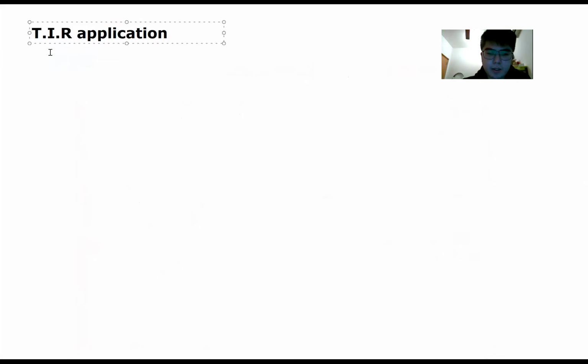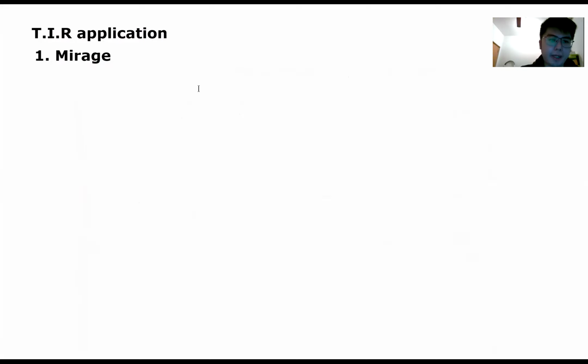The first one is mirage. Now we are not going to really go deep on the mirage. Later you can Google it. I will just roughly tell you what mirage is, because I want to go into the prisms, the more practical stuff. Mirage is again a phenomenon of T.I.R.